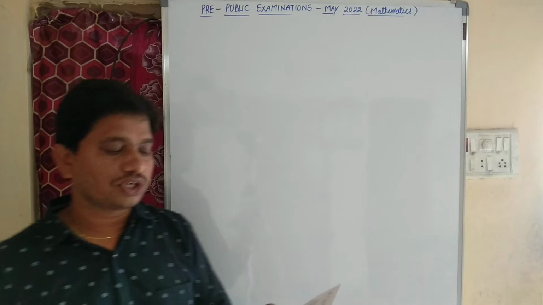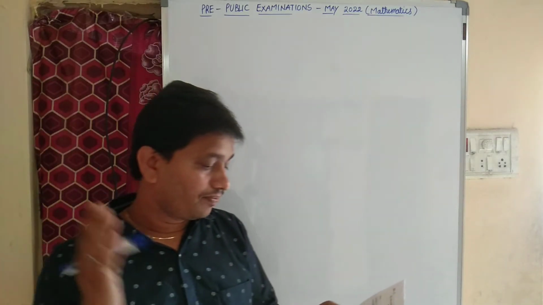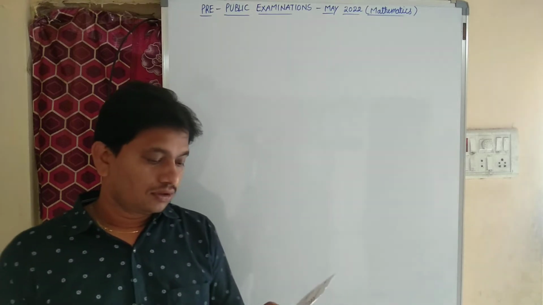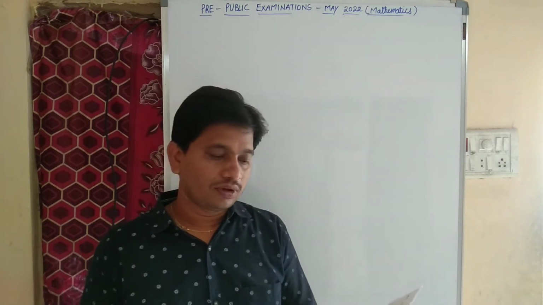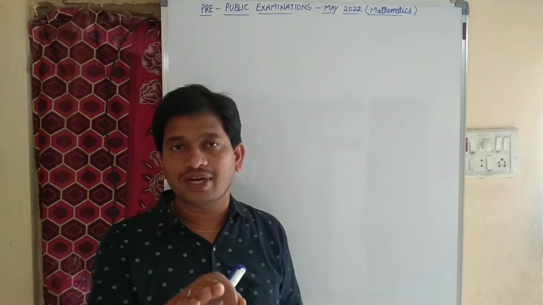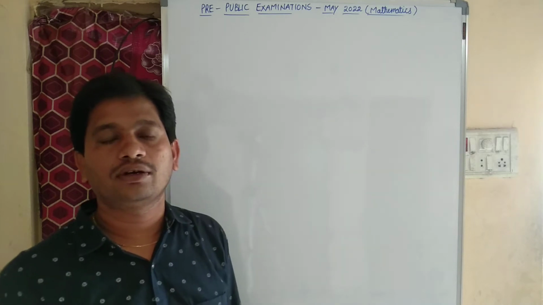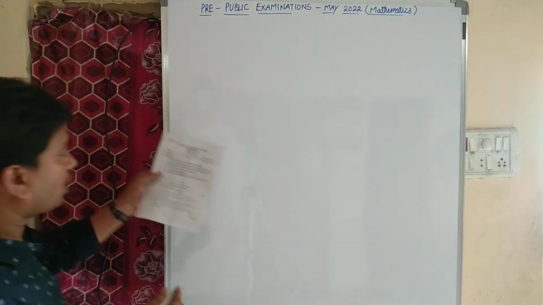So let us go with question number 1. We have two sections, Group A and Group B. From Group A, we need to write 3 questions, as well as from Group B, we need to write 3 questions. Total 6 questions we need to write. Each question carries 2 marks, 6 twos are 12. Now coming to question number 1.